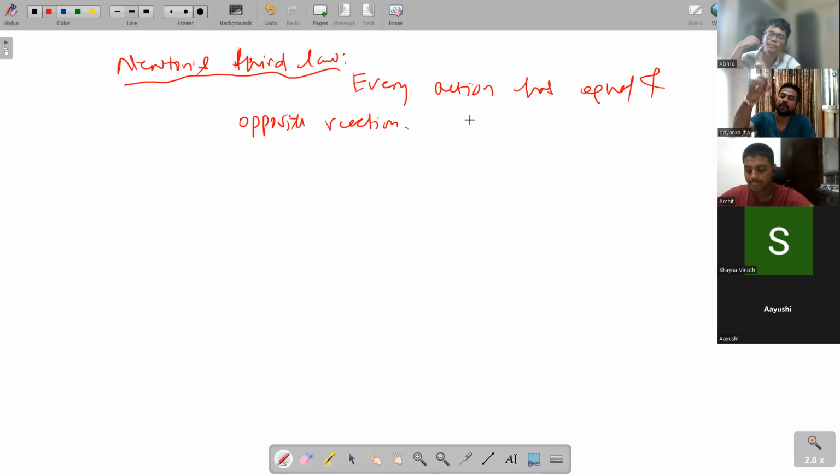So if you punch on the wall, whatever force you apply on the wall will also apply the same amount of force on your hand. So every action has an equal and opposite reaction. So this is it. Nothing more than that in this, right?